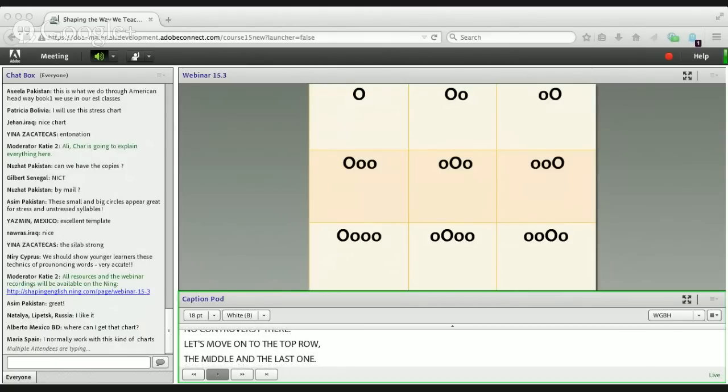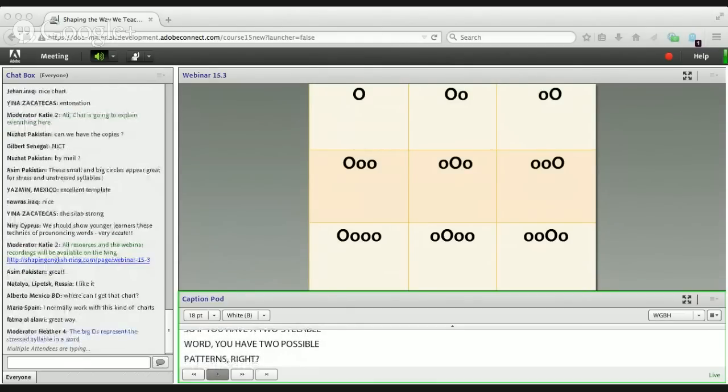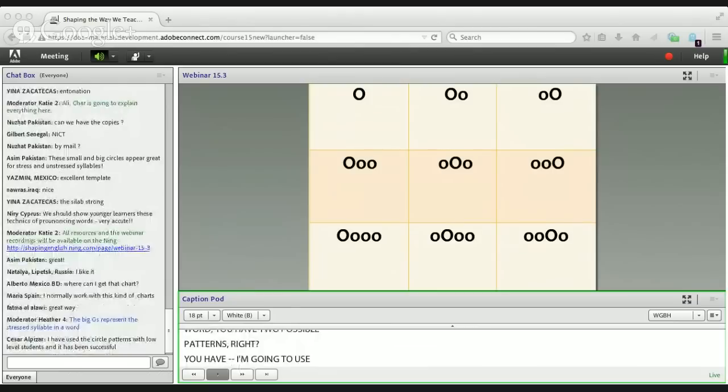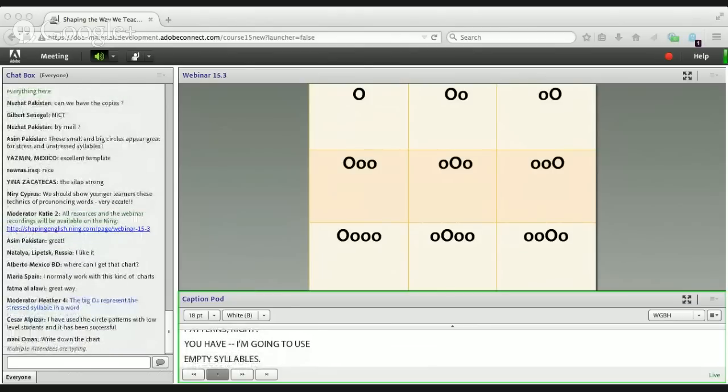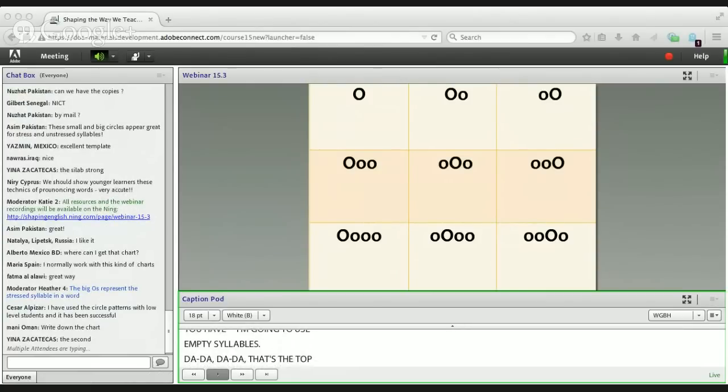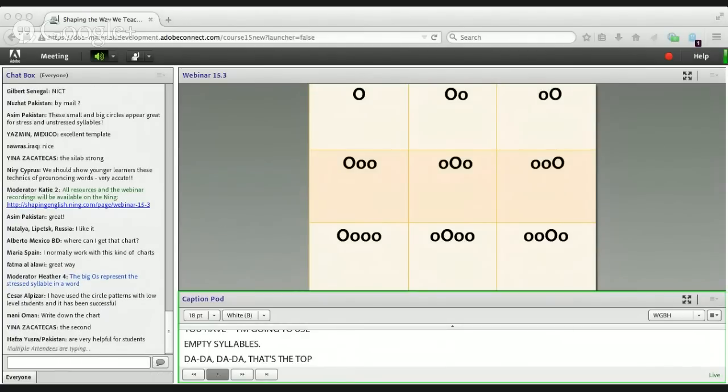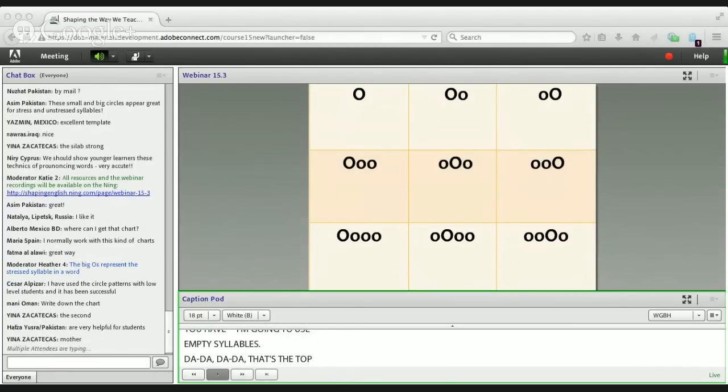If you have a 2-syllable word, you have 2 possible patterns, right? I'm going to use empty syllables: da-da, that's the top middle box. And then you also have da-da, where the stressed syllable is second. So remember the top row, top middle, da-da. For example, mother, father, sister, brother, April, August, okay, da-da.